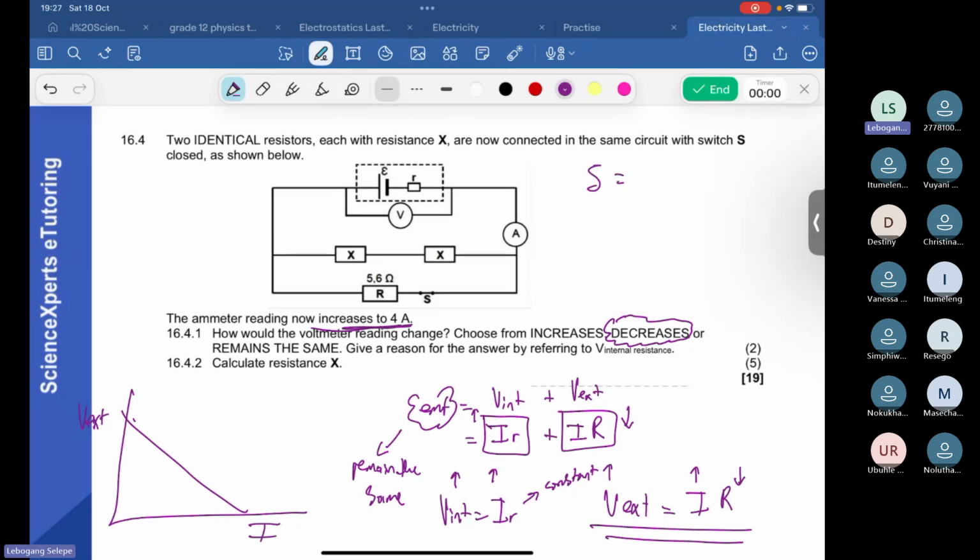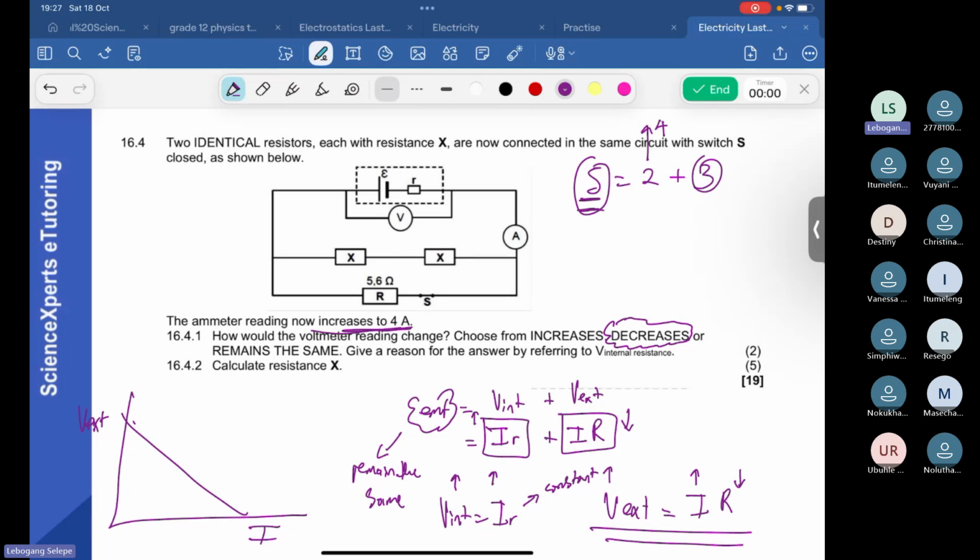If I have 5 equals 2 plus 3, and I keep this one constant, I don't change it. If I increase this one to something like a 4, and I still want my answer to be 5, this one should decrease to a 1. It should decrease to 1, so that I have 4 plus 1, which is still 5. Can you see that as the first number increases, the second one needs to go down? So this one remains as 5.